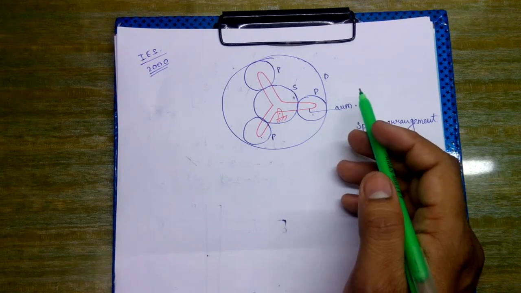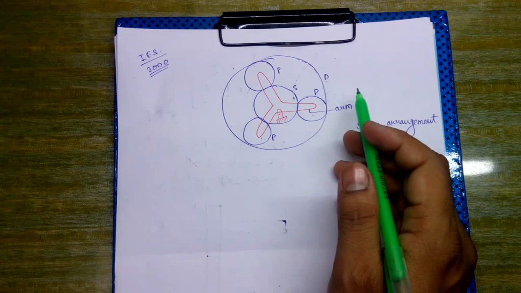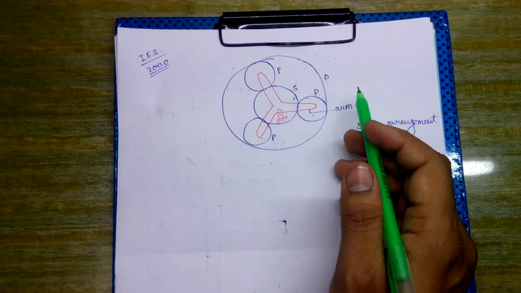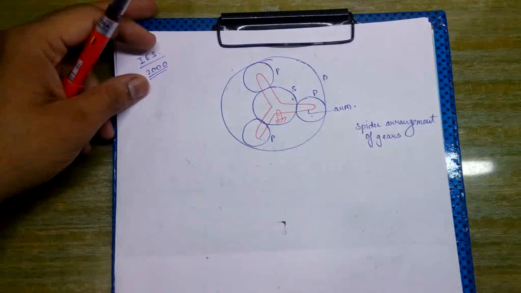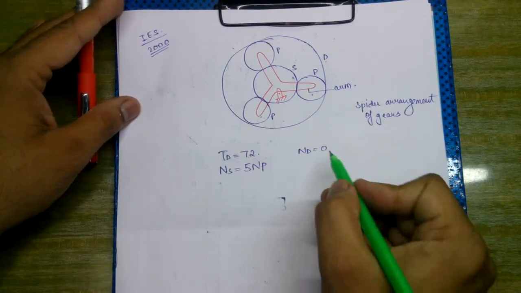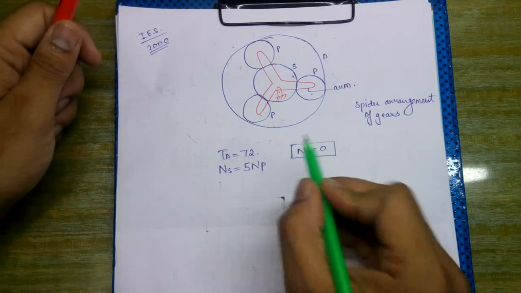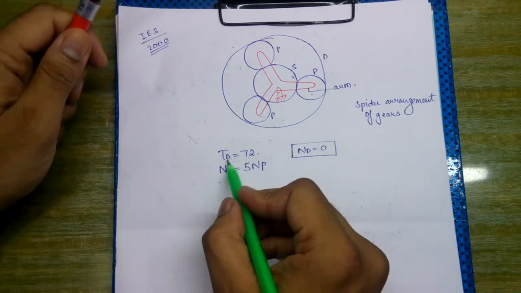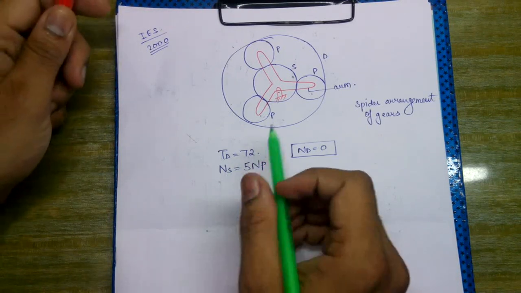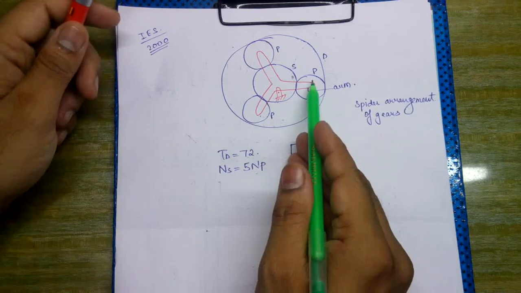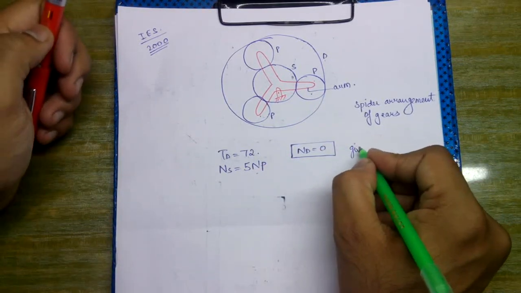Now the question that was asked here, I will tell you. We have been given that the gear D is at rest, that means the omega or the RPM of the gear D is 0. Number of teeth on D is equal to 72. RPM of the gear S is 5 times the RPM of the gear P. All these things were given in the question.